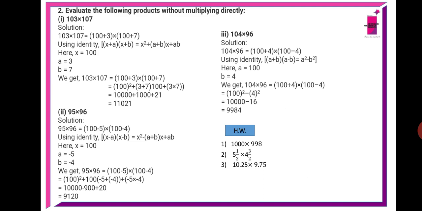Similarly, 95 into 96 also you can take as (100 minus 5) into (100 minus 4), x equal to 100, a equal to minus 5, b equal to minus 4. So after simplifying, you will get 9,120.